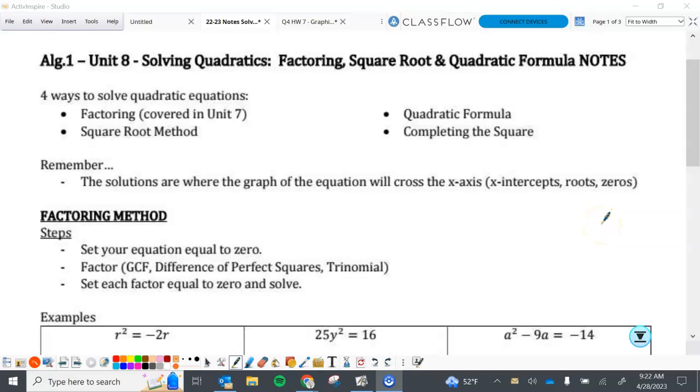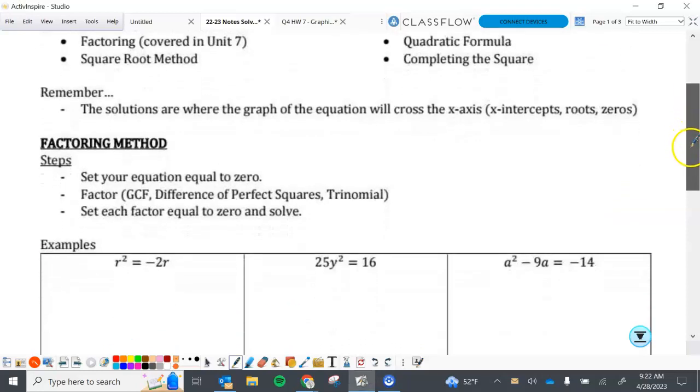In this lesson, we'll learn to solve quadratics using the factoring method. As we learned in our last lesson, we can solve a quadratic by graphing it by hand or using the Desmos graphing calculator. Part of that is using the factoring method to find the roots or the zeros. In our next lesson, we'll use the square root method, and we'll learn about the quadratic formula as well as completing the square.